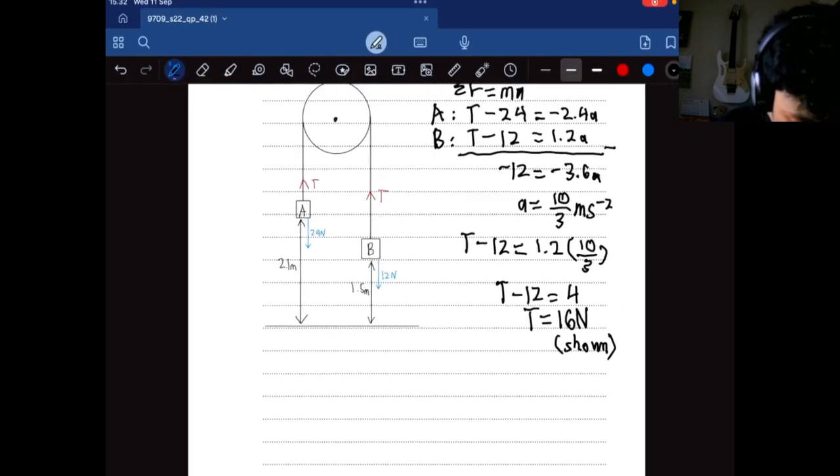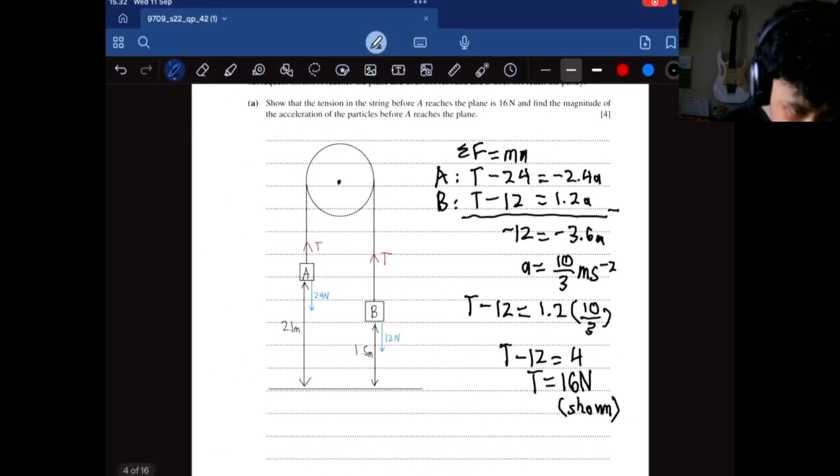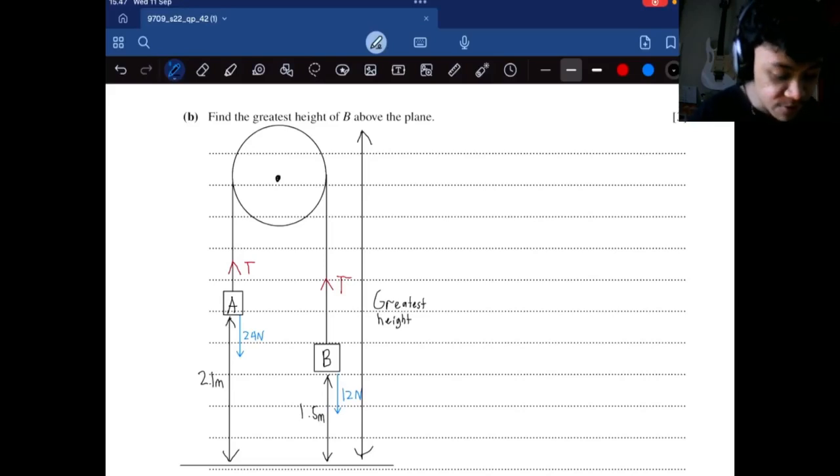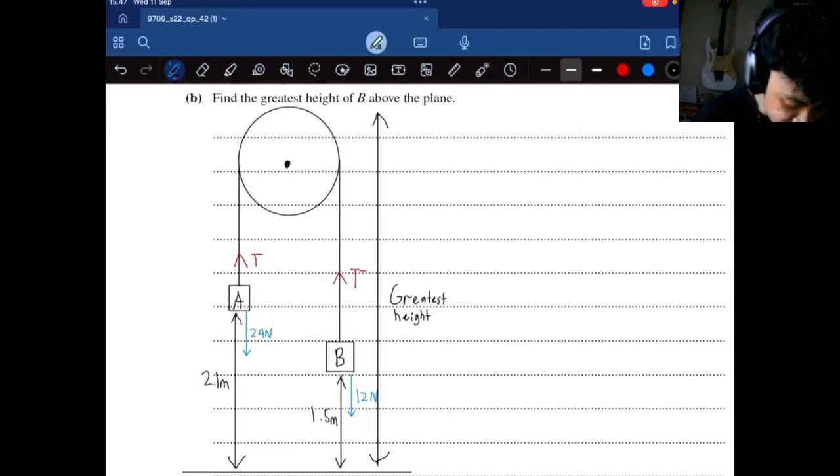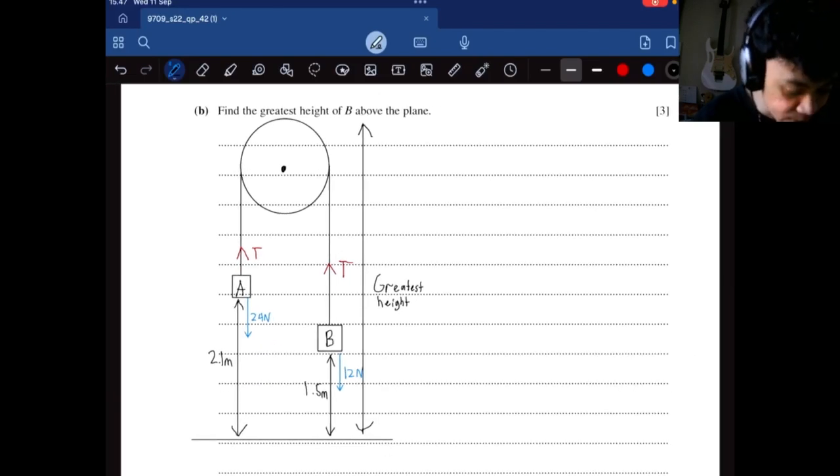And that's it on how to find part A. Alright, moving on to part B. Find the greatest height of B above the plane. So we're asked to find this height right here, right? So how can we do that?